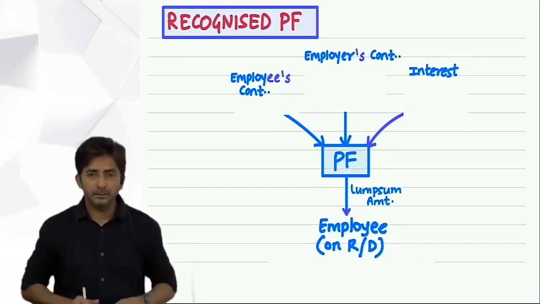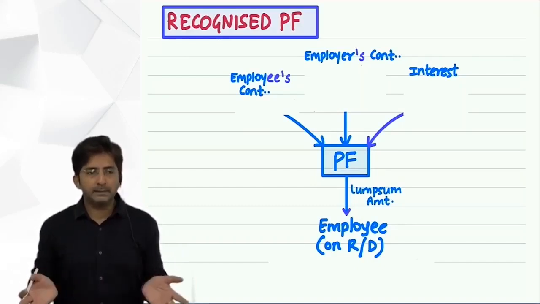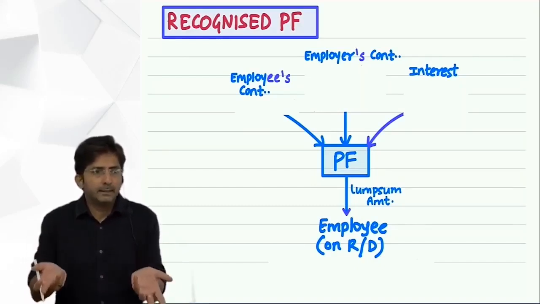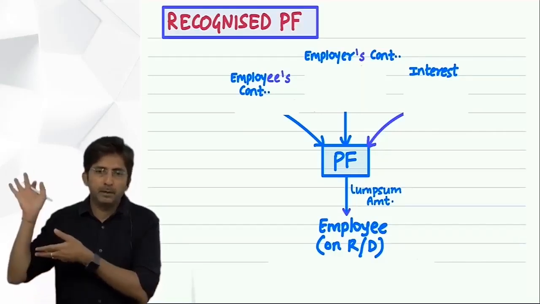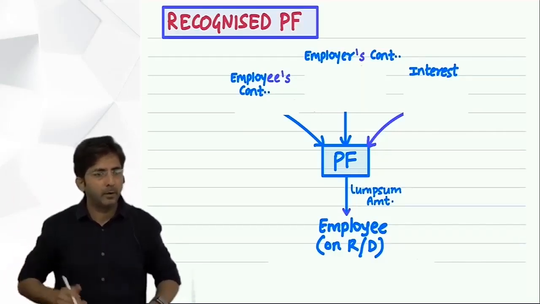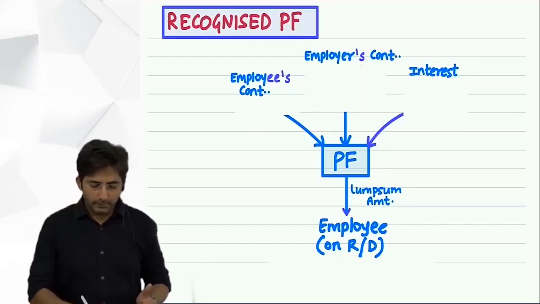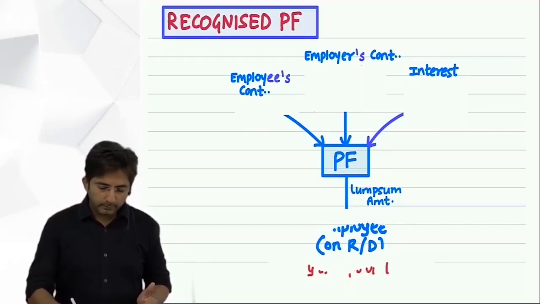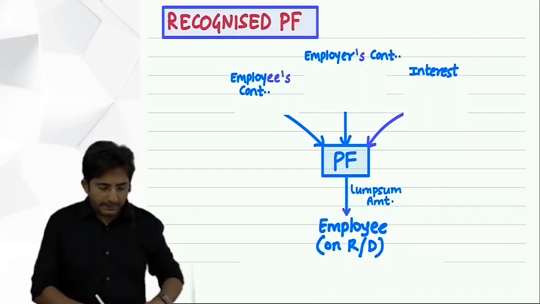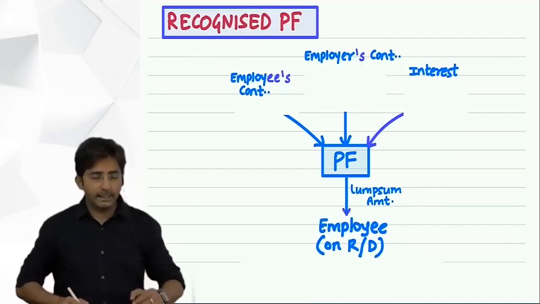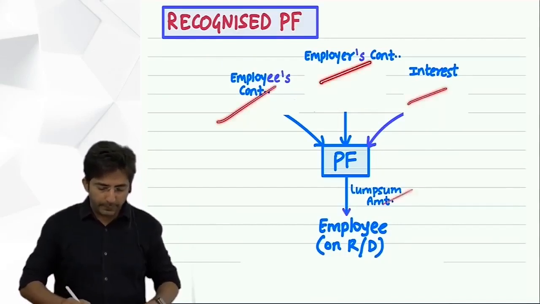Although you get this on death also, usually when they make a sum, they don't make a sum of death. Because if the employee dies, there will be no income from salary. Then everything will go to the family member, and for the family member it will be income from other sources. But the treatment will be the same. Now recognized provident fund. Even in recognized provident fund you will find these 4 items. So, one by one.